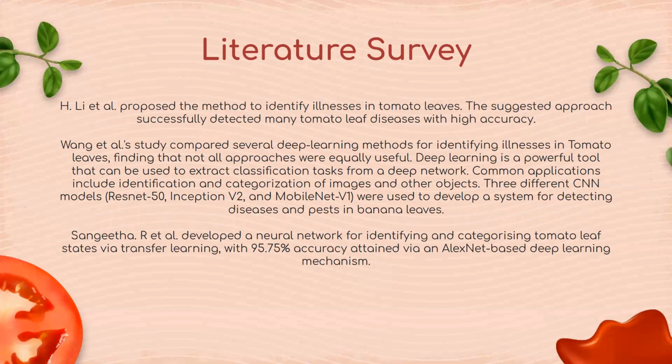So for the literature survey, we took some research papers for our own paper, and these are based on deep learning and CNN architectures like AlexNet, ResNet 50, and GoogleNet for identifying illnesses in tomato leaves.